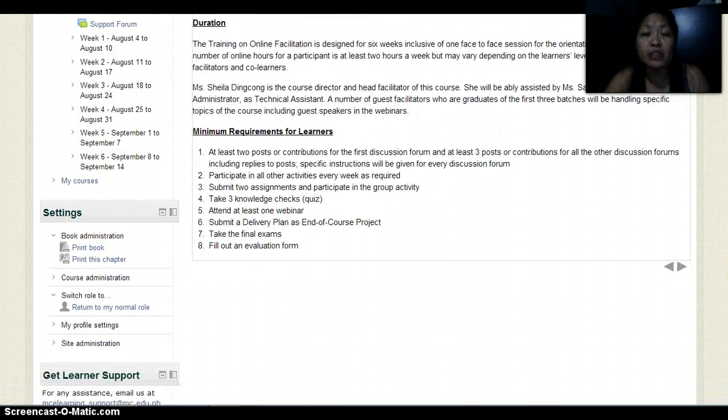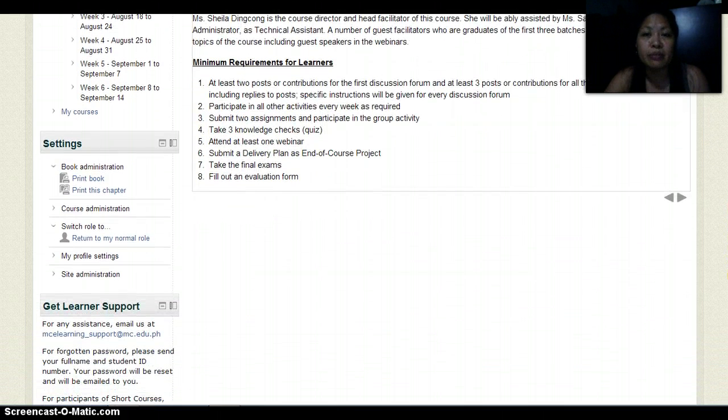Minimum requirements for learners. This is very important for us to keep in mind. Number one, at least 2 posts or contributions for the first discussion forum and 3 posts for the succeeding ones. Our main platform in exchanging knowledge, in discussing and sharing will be the discussion forum. You will be able to see that once I open the first one tomorrow, August 5.